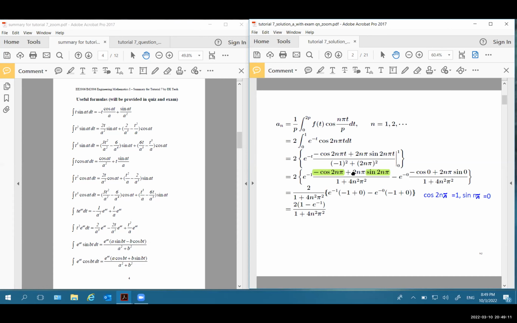Now you see that I highlight these two items: sine 2n pi and cosine 2n pi. So what are the values? Well, sine of an integer times pi is 0. Then of course sine 2n pi is also 0, since 2n is also an integer. So sine 2n pi is 0. Then cosine 2n pi, well, if you didn't know before, today you know cosine 2n pi is actually 1. Okay, any questions until here?